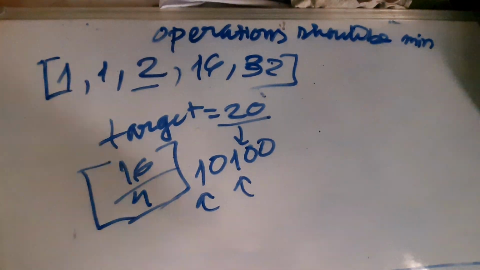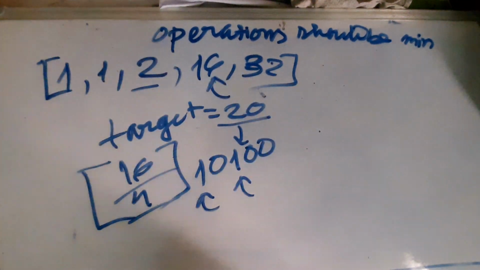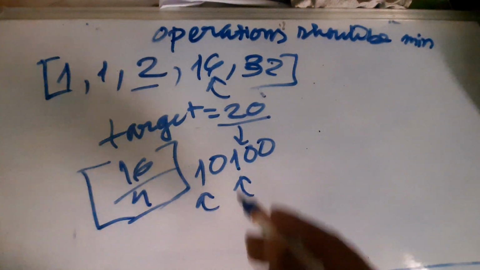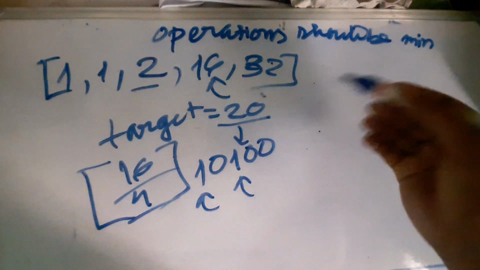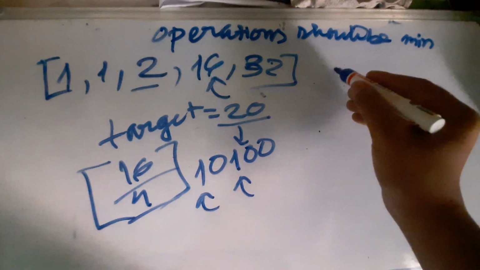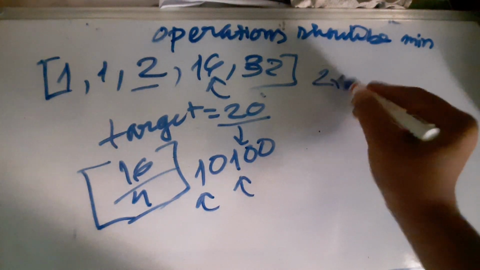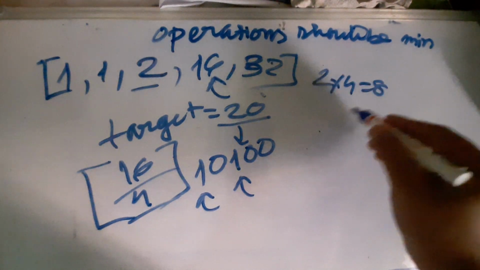Okay, so 16 is already there, so we don't need to bother about 16. But is 4 there? No, 4 is not there. So how can we make 4? You will be saying, okay, let's check by doing that operation that we have learned. So we will be checking 2 into 4. 8 is there? No, 8 is not there.